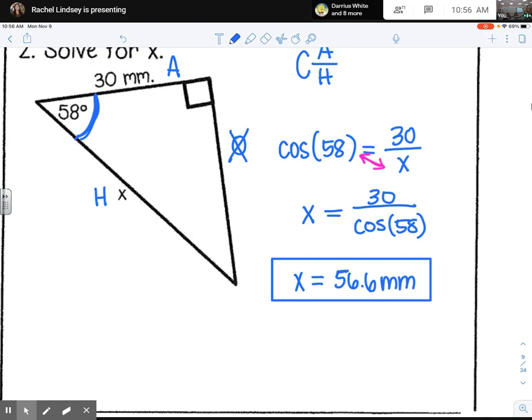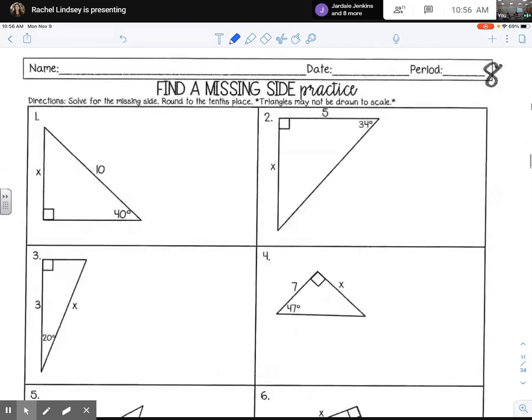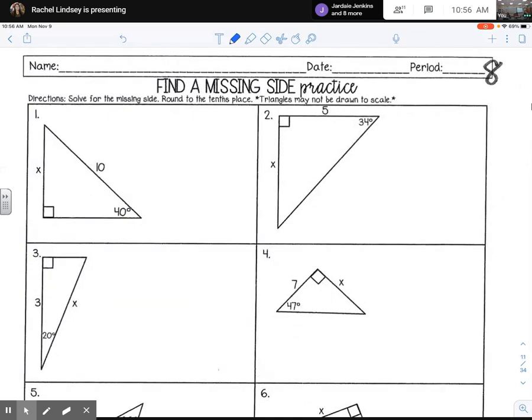Okay, so on page 8, we're going to practice with this. Looking at page 8, we can set these up and we can solve using SOHCAHTOA. First thing we gotta do is label the sides, find our ratio we need to use, set up the equation, solve it.